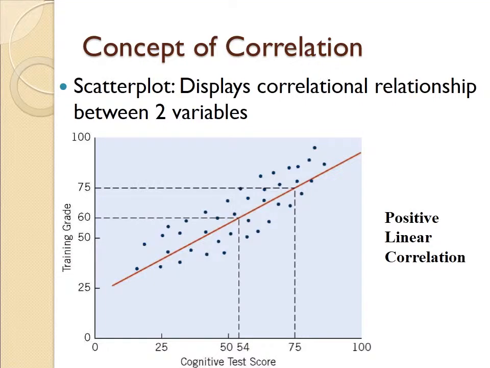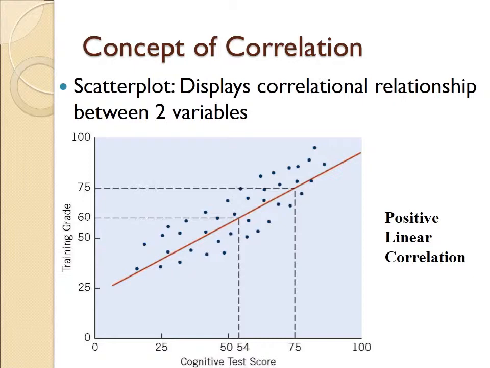So, a lot of what industrial psychology, organizational psychology uses as far as statistical analysis is the correlation. I do want to briefly talk about correlations, and we're going to be looking at correlation displays throughout this class. A scatter plot is basically a display that shows a correlational relationship between two continuous variables. In this case, I've got training grade on the vertical axis going from 0 to 100, and a cognitive test score going from 0 to 100. Each dot on this graph represents one person's score on both of those tests.